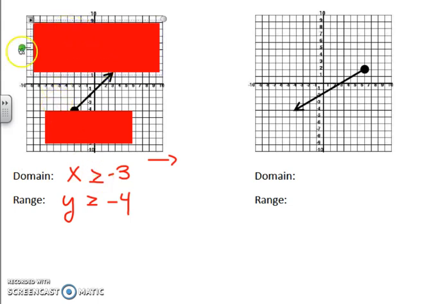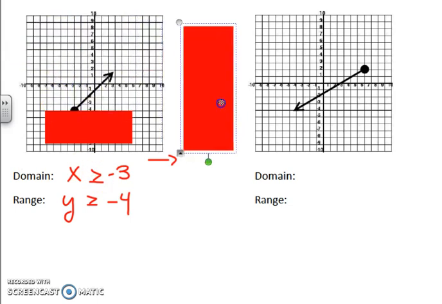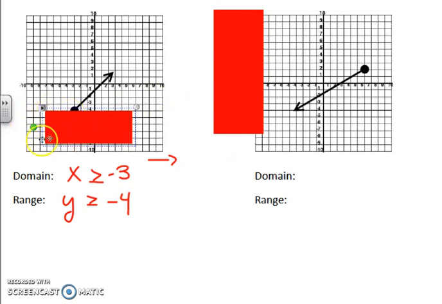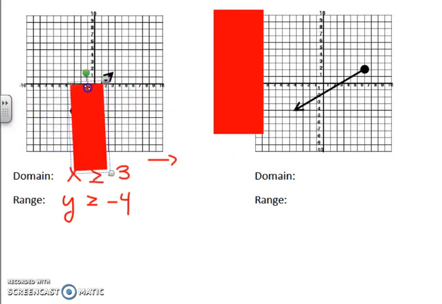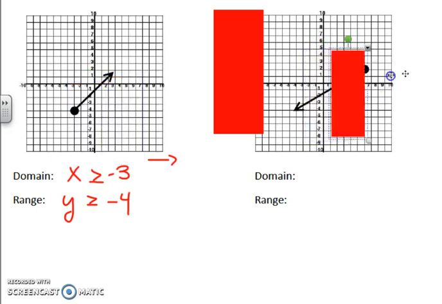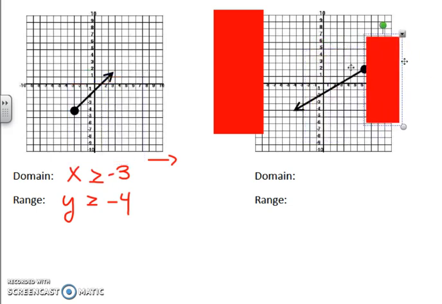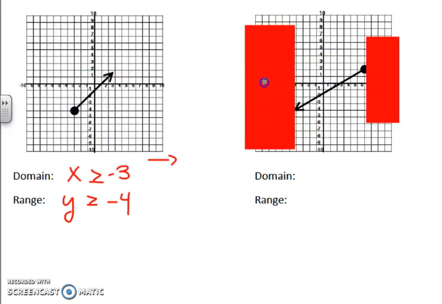Okay. So let's do this one together, and then I'll let you try some on your own. So again, domain is from left to right. So the furthest right it went was there. The furthest left, I hit an arrow. Okay, so that means I'm going to have something that looks like this. It's going forever in the left direction. And so that is why my sign is going to be a less than sign, because it's pointing to the left.